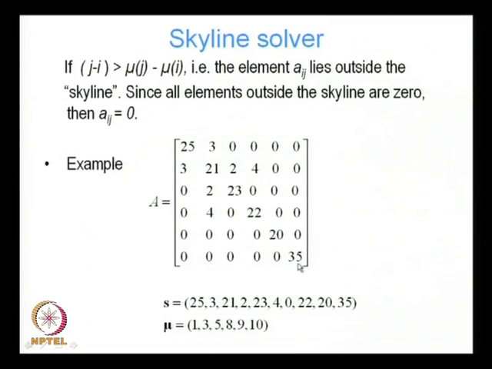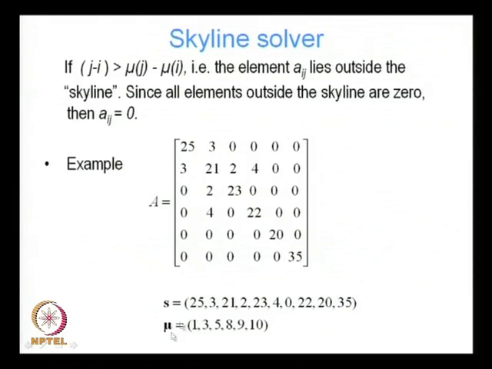For the last column, which is the sixth column, we are not going to store all these leading zeros, and we are just going to store 35. So, my S vector will be this. So, we have reduced the storage significantly. However, we also need to store this mu vector.